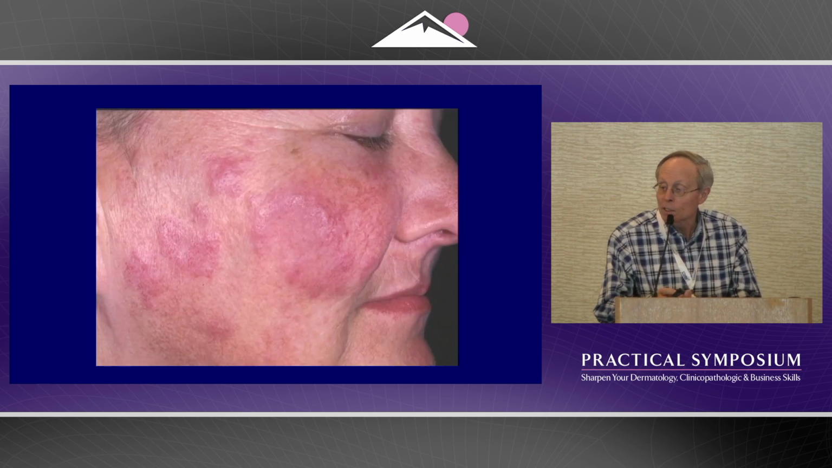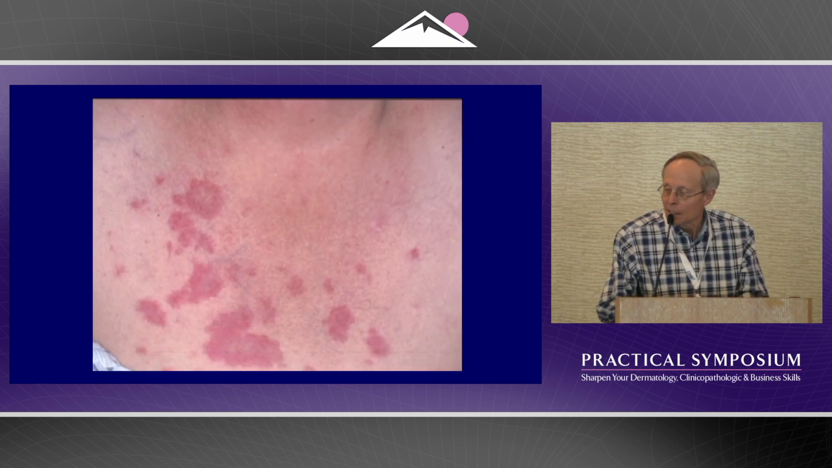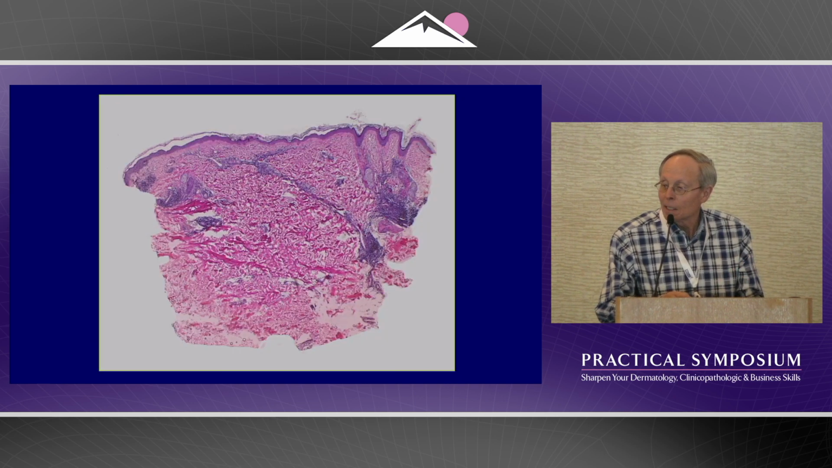But they can all look pretty similar. So this lady's got one of these Jessner's-like lymphocytic infiltrates on her face. This lady's got a similar eruption. They both look similar. They have no scale on them. They're pink, and you biopsy them, and they all look like this.